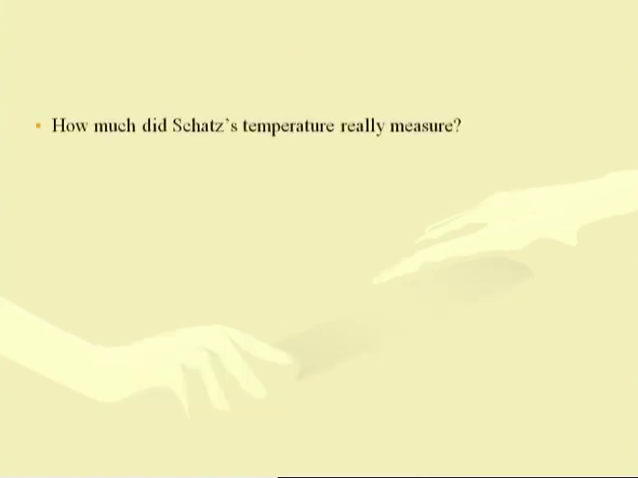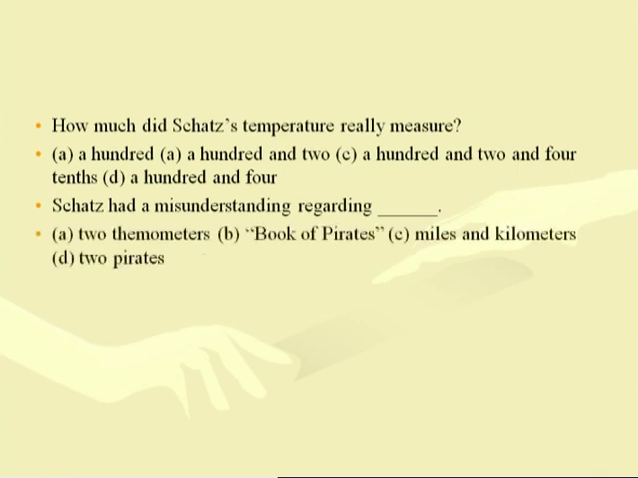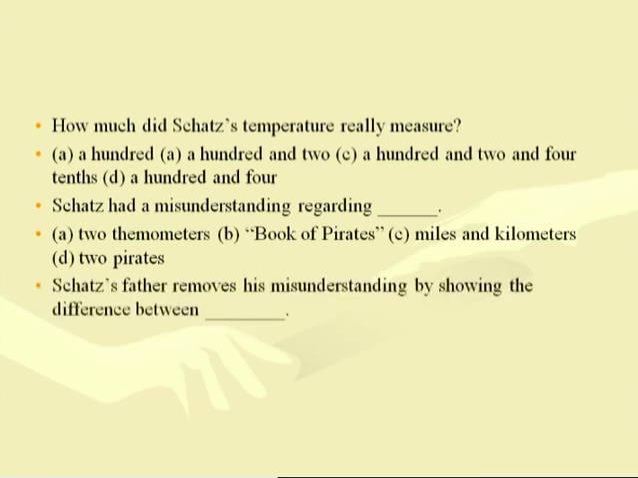Next question. How much did Shaz's temperature really measure? 100, 102, 102 and 4/10, 104. Correct answer is B, which I have mistakenly written A, the second one, 102. Shaz had a misunderstanding regarding dash. 2 thermometers, book of pirates, miles and kilometers, 2 parrots. Correct answer is A, 2 thermometers, Fahrenheit and Celsius.